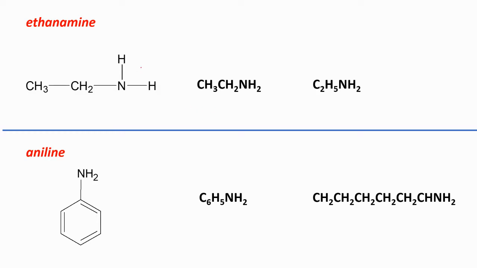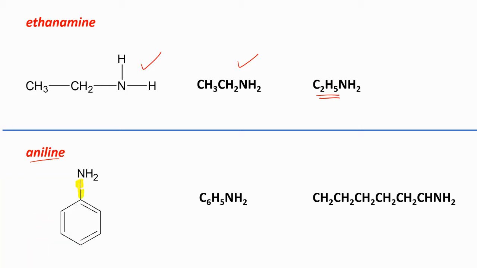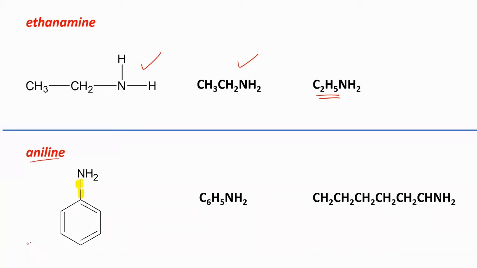Okay, now we move on to amine. Okay, same thing again. This one is correct. This is also correct. Okay, avoid writing general formula. Okay, now aniline. Okay, again, same thing. Remember, it must be attached to nitrogen. Okay. Then, or you want to write the condensed formula, you can write C6H5 to represent benzene.